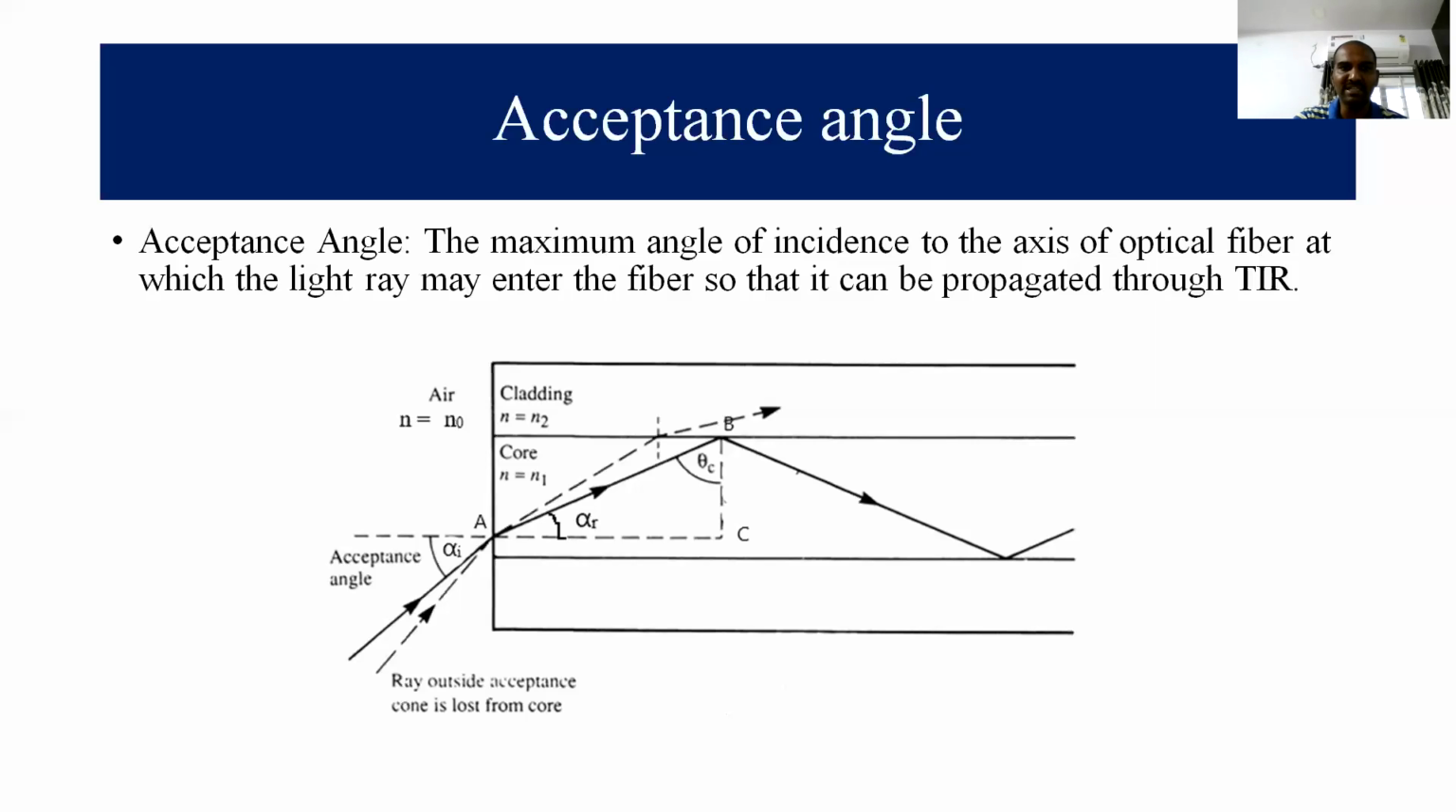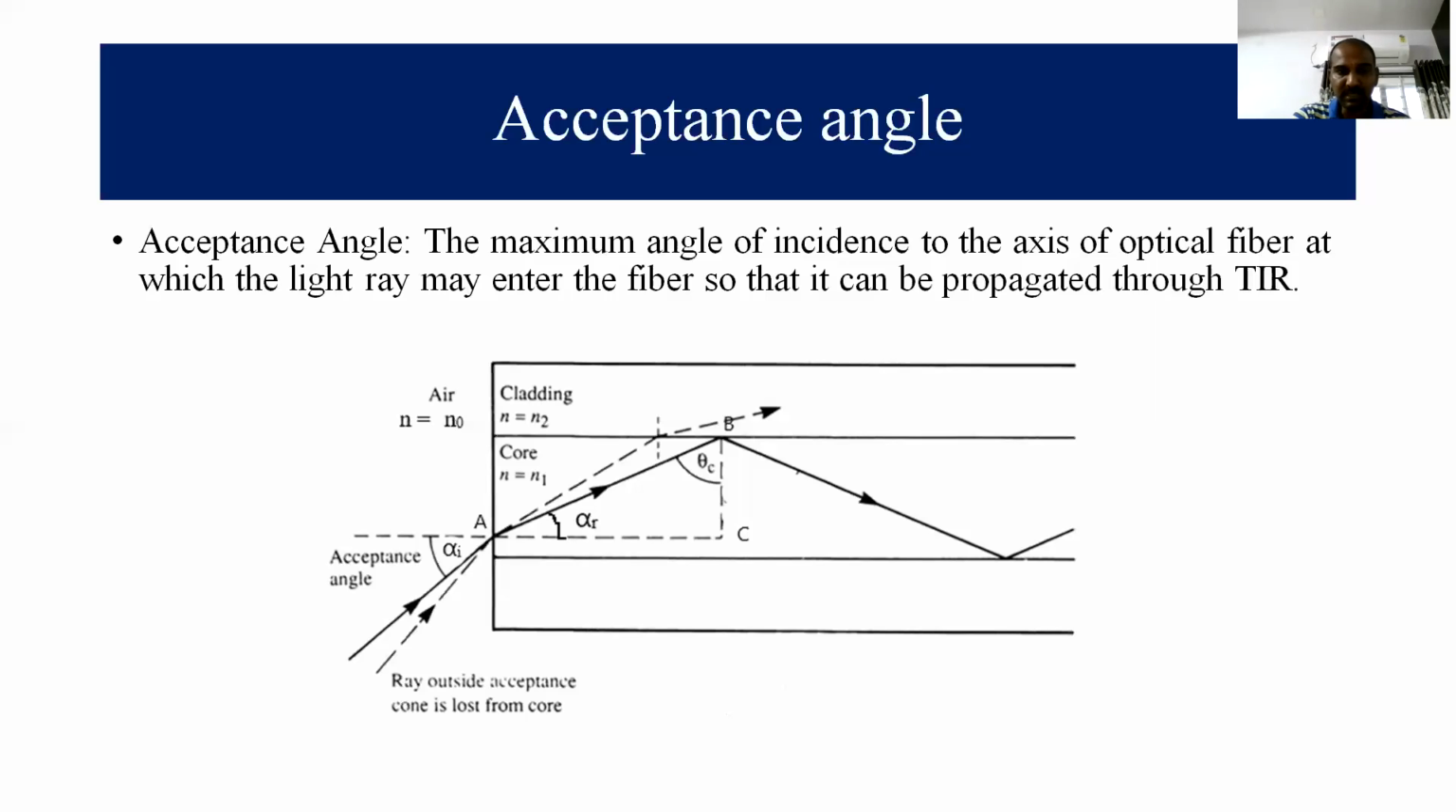And here alpha I is the angle of incidence and alpha R is the angle of refraction and theta C is representing critical angle of incidence. And here we can form a right angle triangle ABC, and here we are having two boundaries or interfaces. One is represented with A, known as air core boundary or air core interface. And another boundary is B, which is nothing but core clad boundary or core clad interface. Taking all these into consideration, now I am going to explain how to get the derivation for acceptance angle.